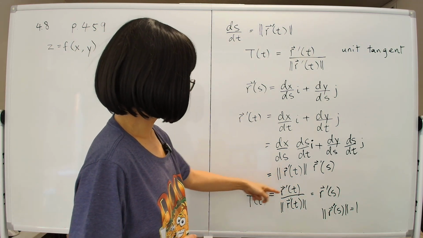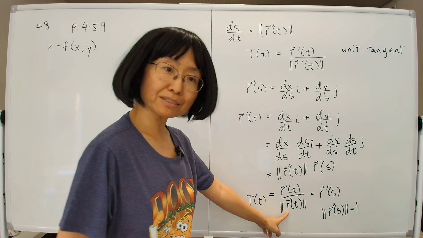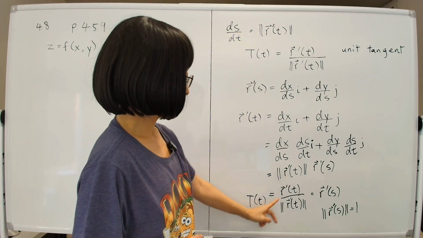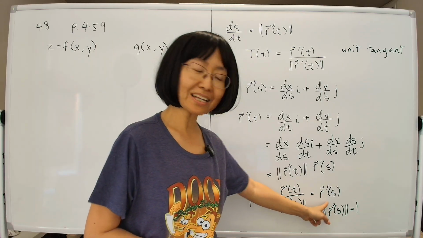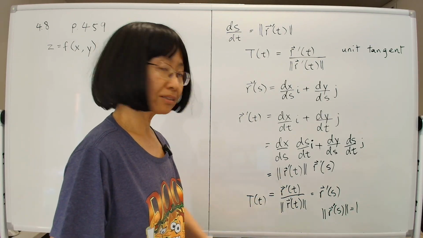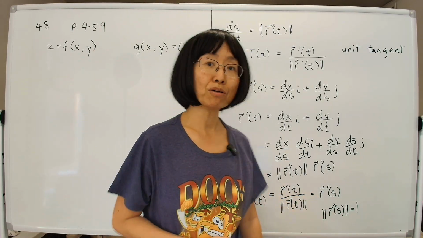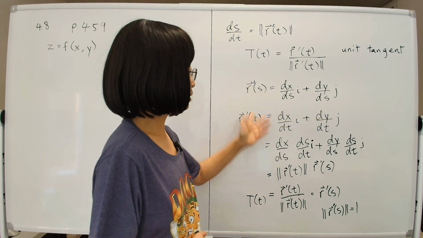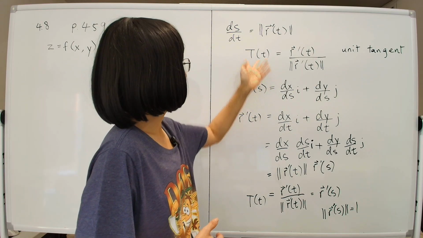So then I do the division: r prime of t over the magnitude of r prime of t is, by definition, the tangent of t. You divide it over here, so you have r prime of s left on the other side. That proves that r prime of s is identical to the tangent vector. Okay, so therefore it has a magnitude of 1. Now we know that r prime of s is the tangent, because it doesn't matter whether you talk about t or s, the derivative is the tangent.